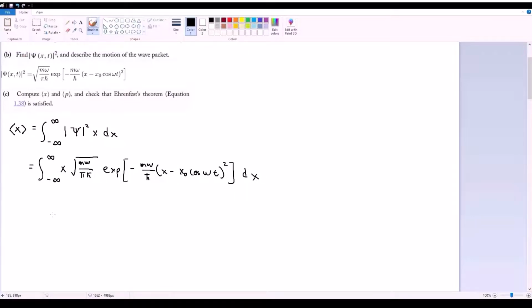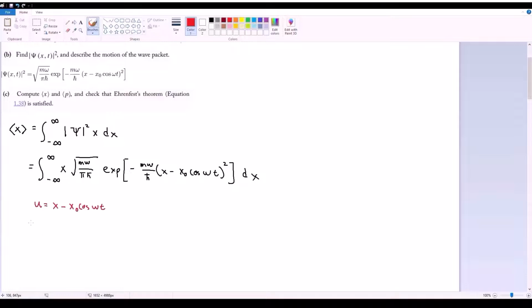And honestly, at this point, I feel like it would be valid for you to just plug this into an integral calculator and have it do it for you. But to actually solve this, we can use u substitution, and we can make this a little bit simpler by saying, okay, I'm going to set u to be equal to x minus x naught times cosine of omega t.